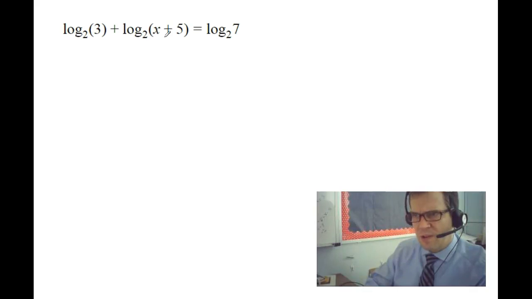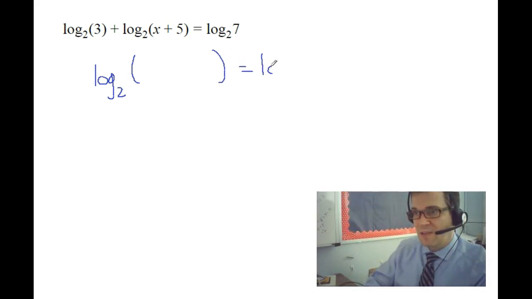And on this side in particular, I do want to condense this down to just one single log expression. So I want to say log base 2 of just one single thing. And then this side, I can leave it alone. It equals log base 2 of 7. But what to put in those parentheses?